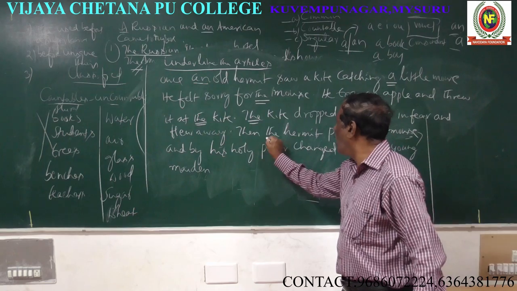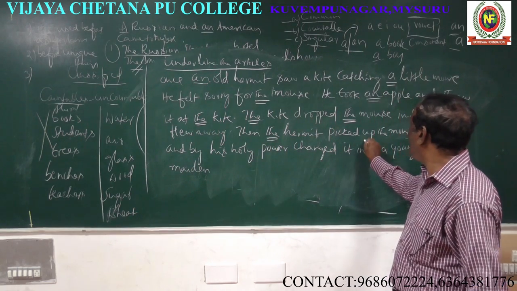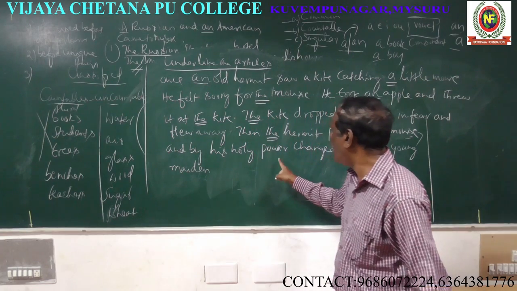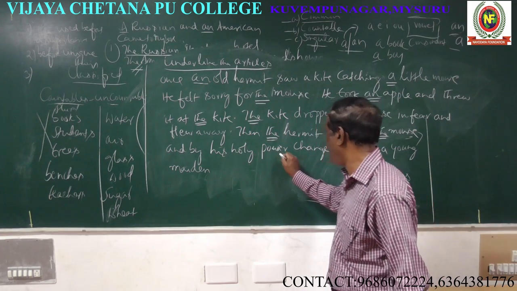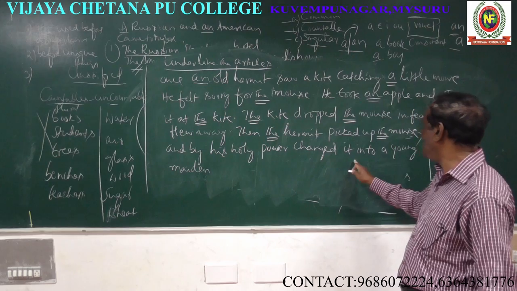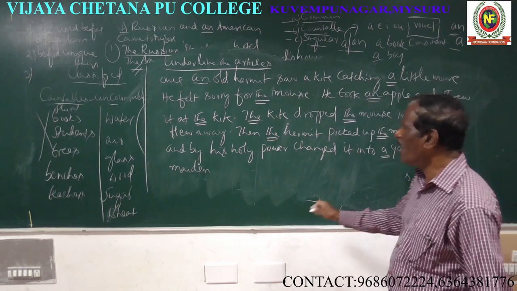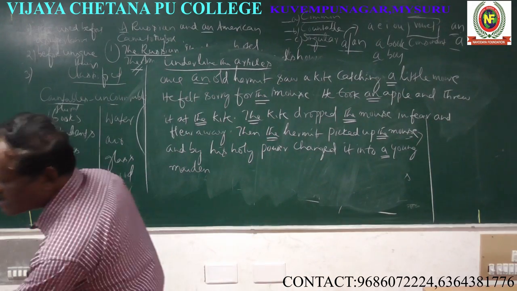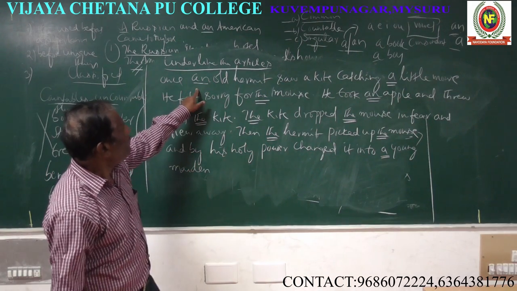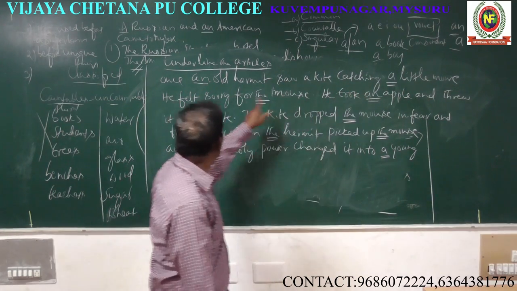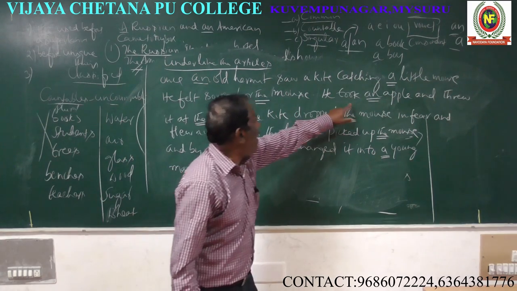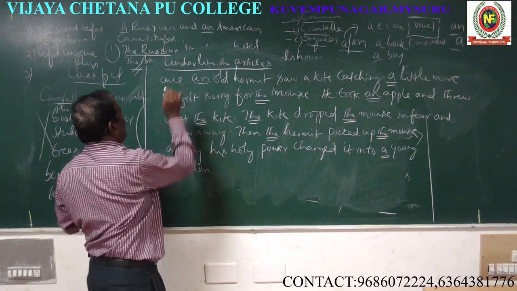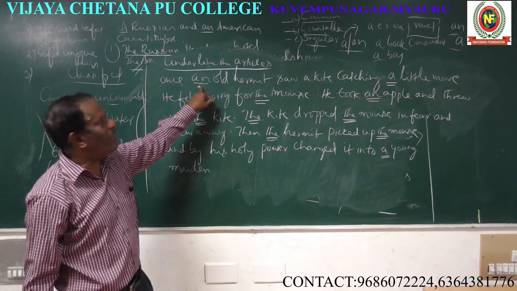Then the hermit picked up the mouse and by his holy power, magic power, changed it into a young maiden. So we have underlined all the articles. Why? Look at the first question. Why have they used an here?